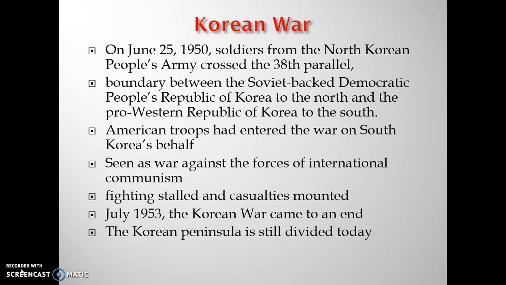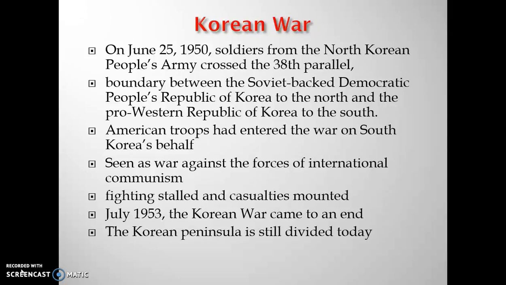Next, let's talk about the Korean War, the Korean conflict. Again, one of the main causes was the Cold War, the tension between the Soviet Union and the United States and its Western allies. On June 25th, 1950, soldiers from the North Korean People's Army, the Communist North Korea, crossed the 38th parallel. The 38th parallel was the border that divided North Korea from South Korea, and they crossed it into South Korea.